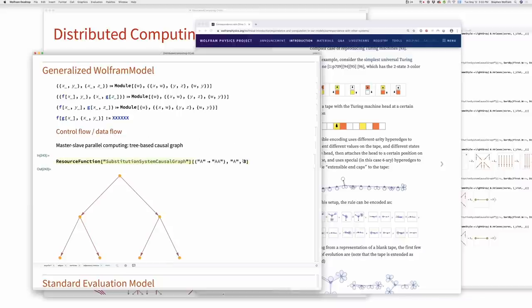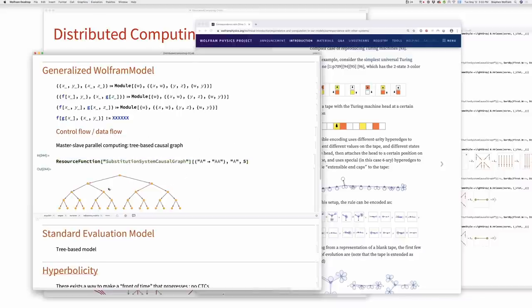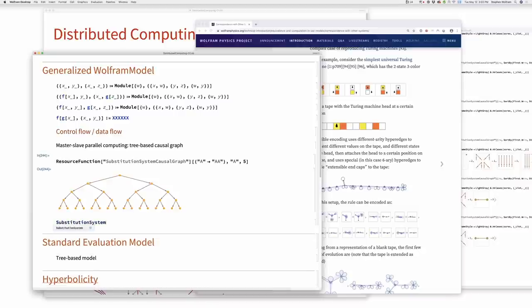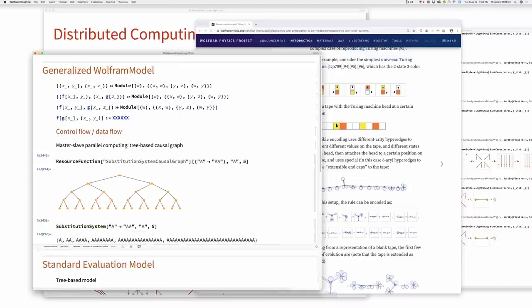Okay, so this is, naively, your average tree-based causal graph, right? Sure. And is that the state graph? No, that's the causal graph of events. Let me be clear about what this actually is. This is not a multiway graph. If I were to look at the pure evolution here, it's just very boring. That's just that.